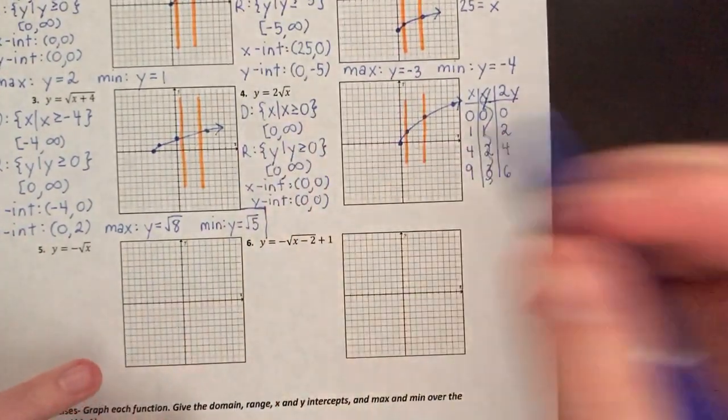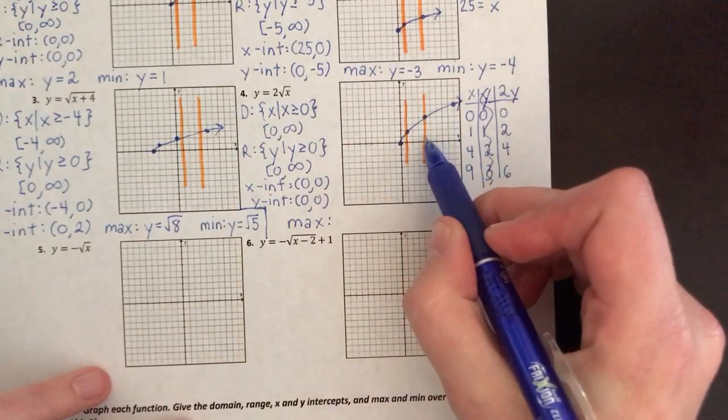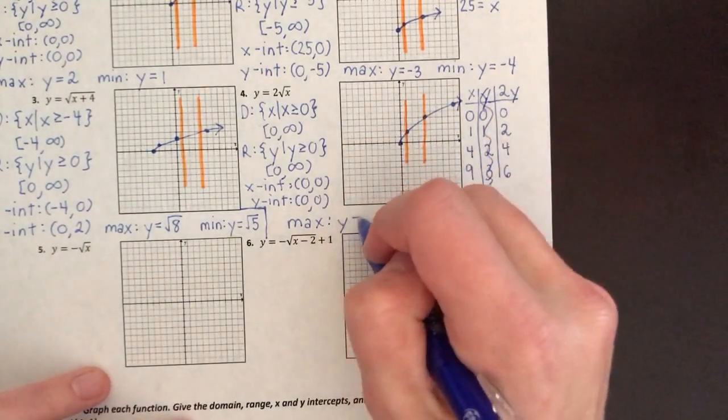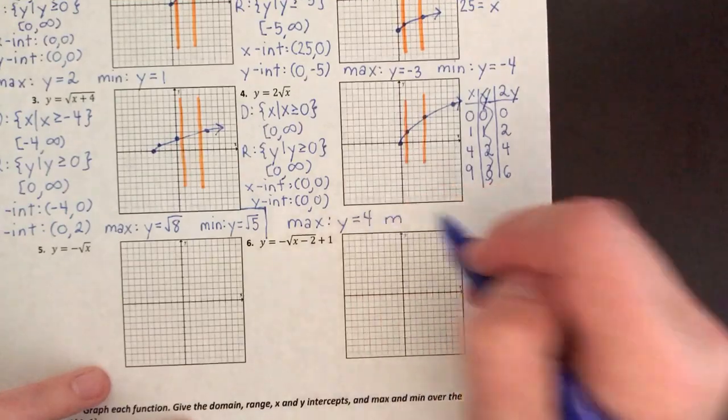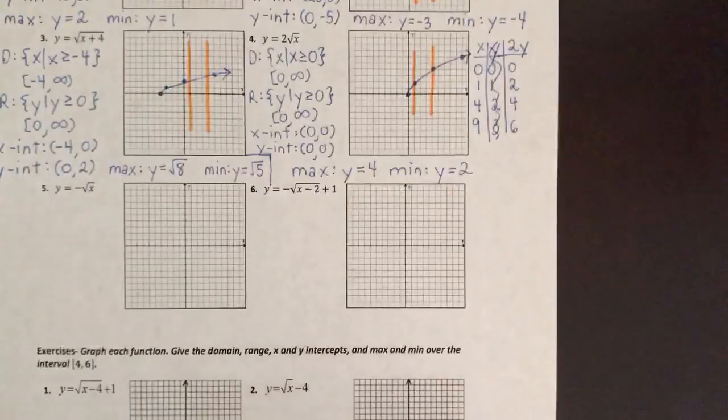And then our max and our min. Max is now y equals 4, and then our min is y equals 2. So nice whole numbers on that one.